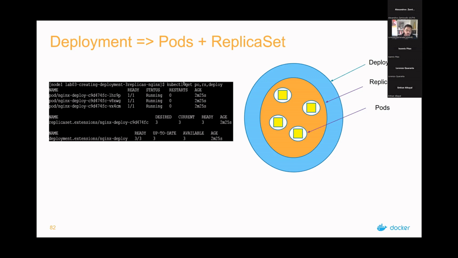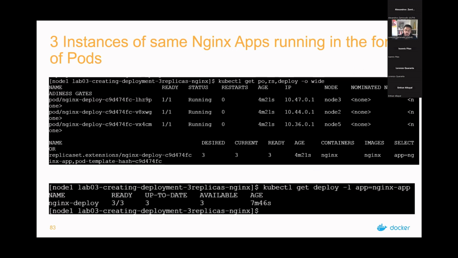So we can get here information from the pod, the replica set, and the deployment, like this. Okay, then we can see these are the pods. This is the replica set. So desired three, current three, ready three. And then, for the deployment, we have information about the configuration that we injected into the system.